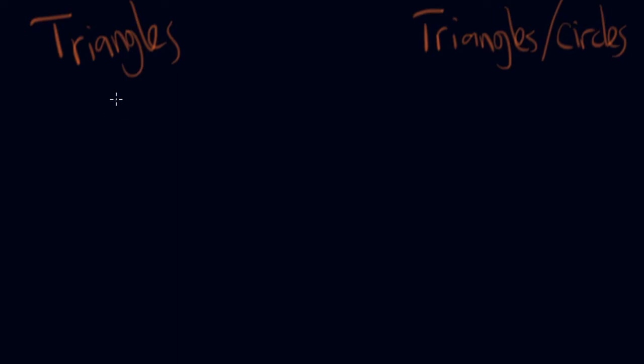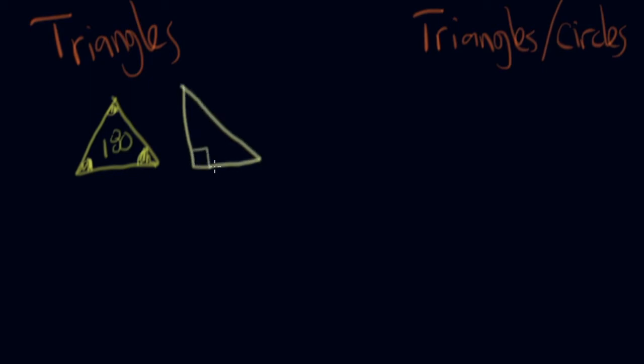Some common things that you guys hopefully will know is that inside a triangle, all the angles inside add up to 180 degrees. That's pretty important to know. There are different types of triangles. Of course there are. There's the good old famous right angle triangle. That little box means that that is, of course, 90 degrees.